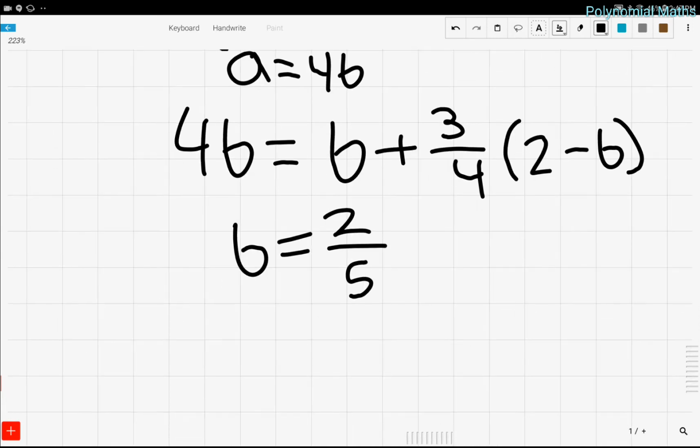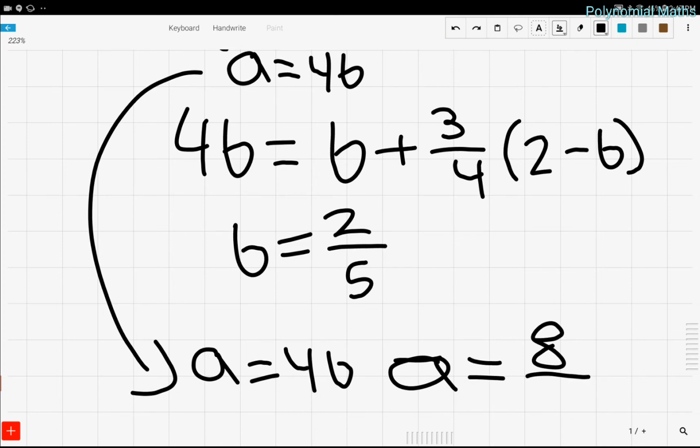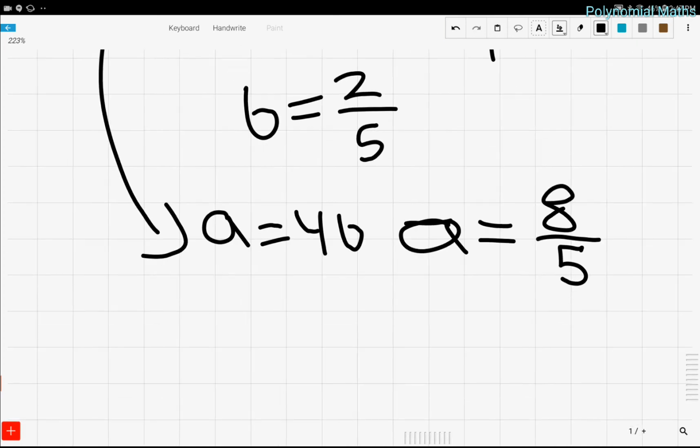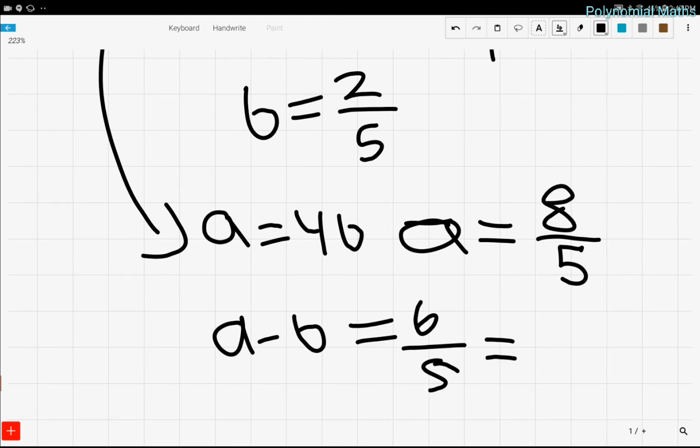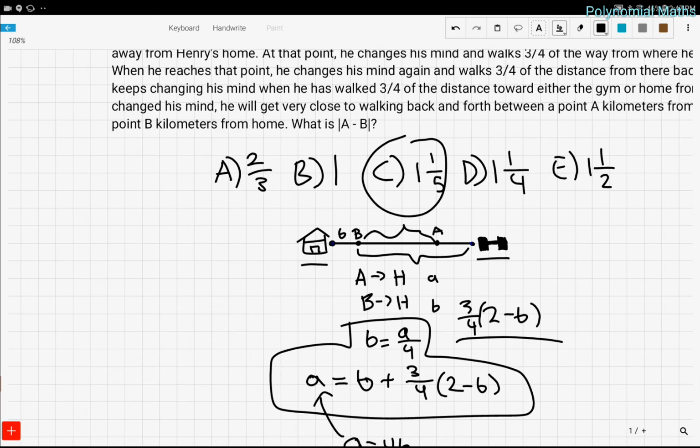And using that information, we can solve for A by plugging B into A equals 4B from above. So then we get A equals 8/5. Now, all I have to do is calculate A minus B, which is equal to 6/5, which is also equivalent to 1 1/5. Therefore, our answer is just C, 1 1/5.